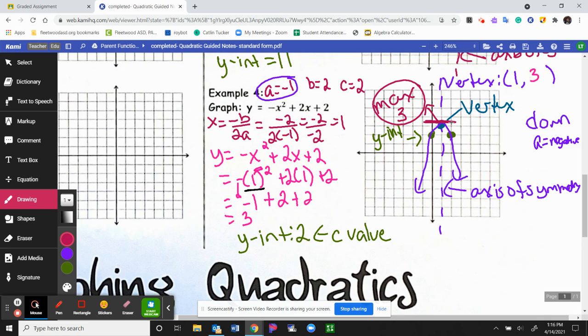All right, guys, so here are your notes for graphing quadratics. Please make sure you refer back to this video, that you go back as many times as you need to make sure that you have accurate notes and good notes.